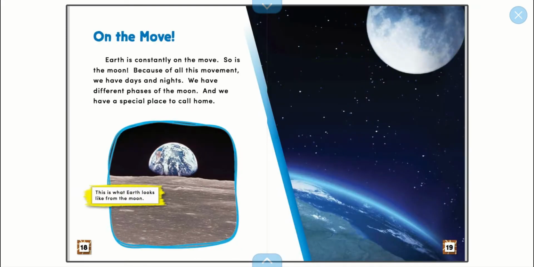On the move. Earth is constantly on the move. So is the moon. Because of all this movement, we have days and nights. We have different phases of the moon, and we have a special place to call home. This is what Earth looks like from the moon.